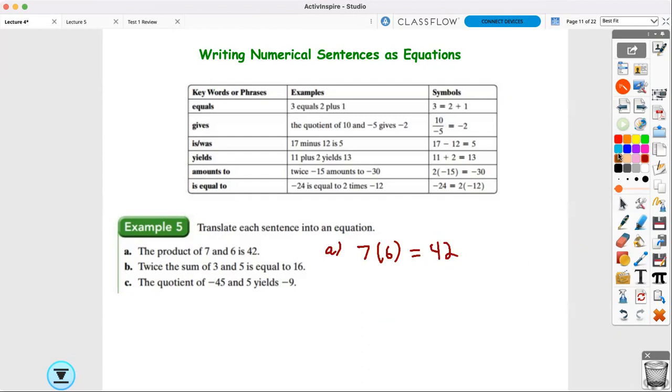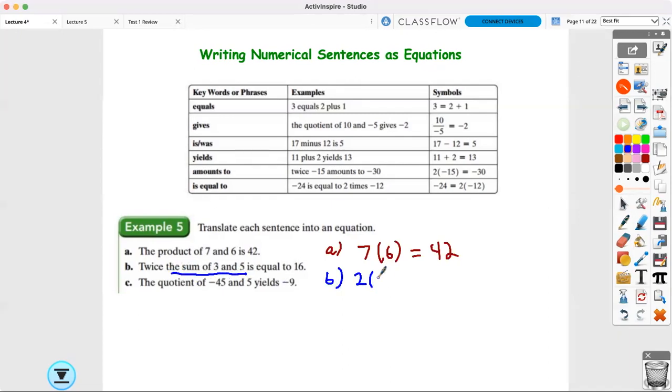Now let's take a look at B. B says twice the sum of 3 and 5 is equal to 16. Twice is times 2. The sum of 3 and 5, so 3 plus 5, sum is addition, is equal to 16. C is the quotient of -45 and 5 yields -9.